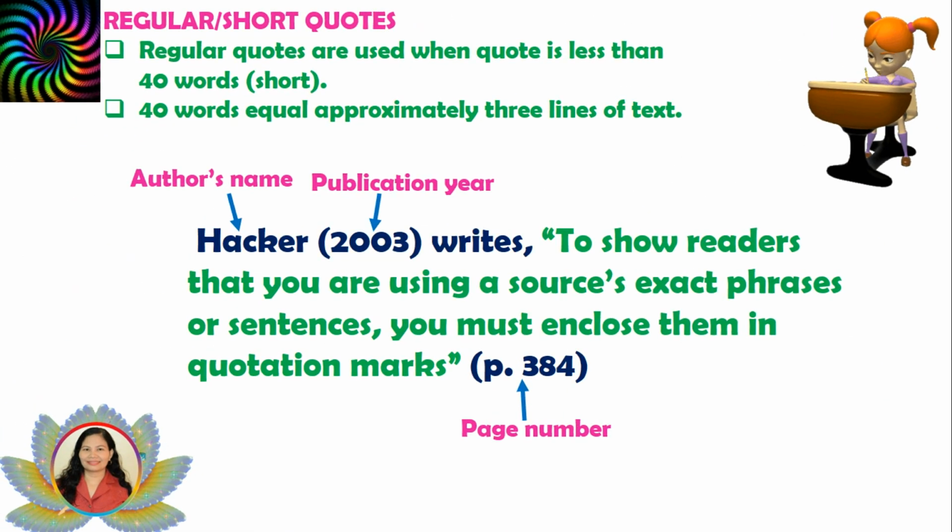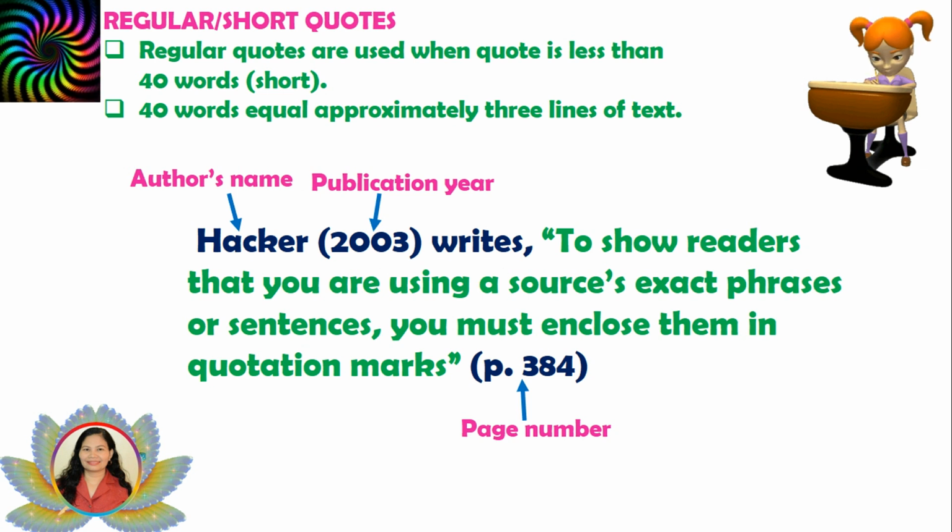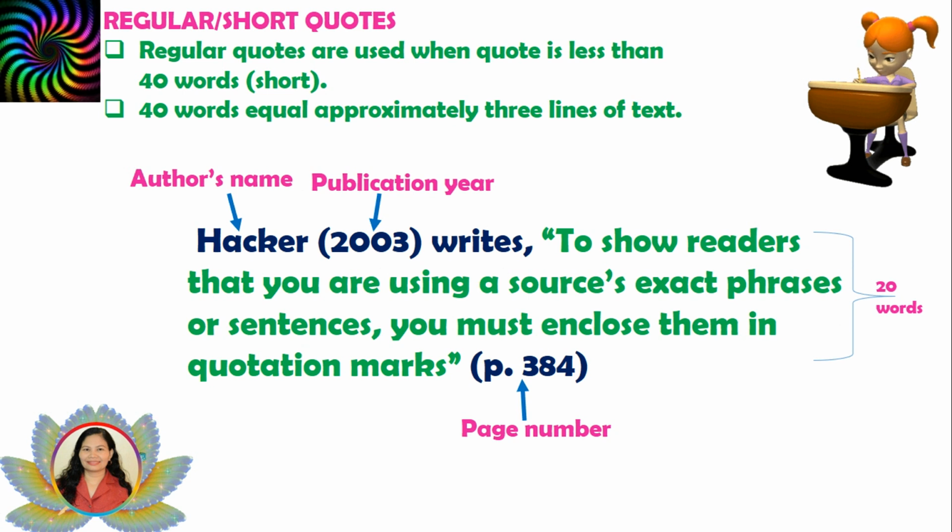There are two types of direct quotes, one of which is regular or short quotes. Regular quotes are used when the quote is less than 40 words or approximately 3 lines of text. In this example, we have 20 borrowed words. Therefore, we can use the regular quotes, enclose it in quotation marks.